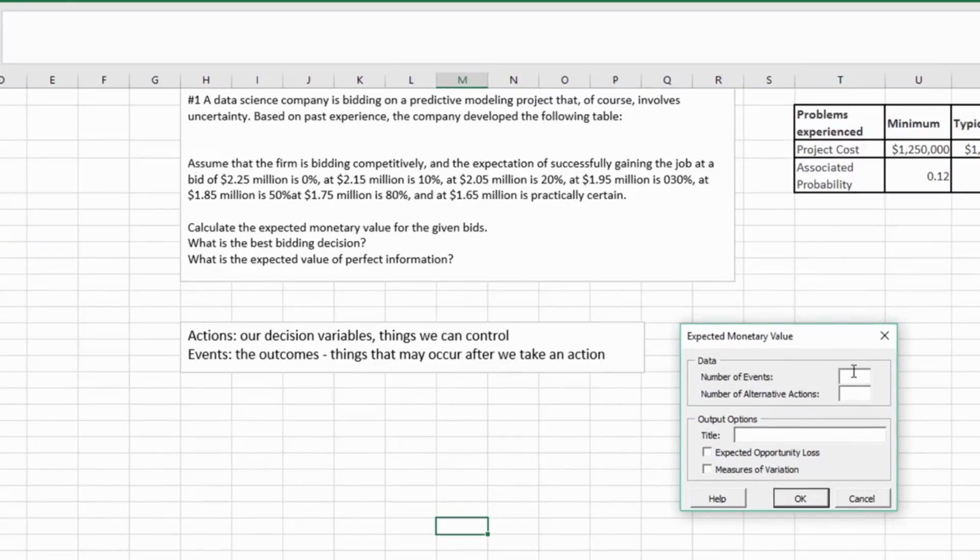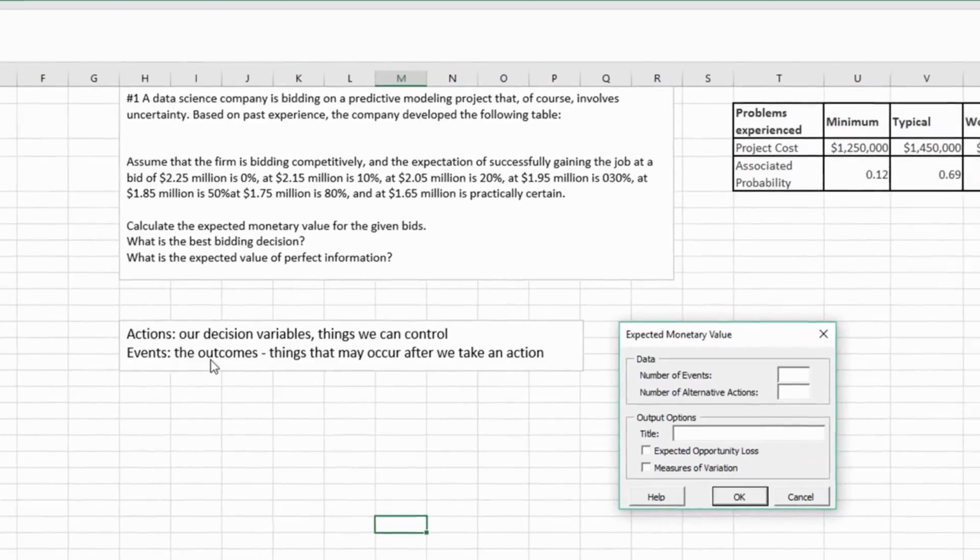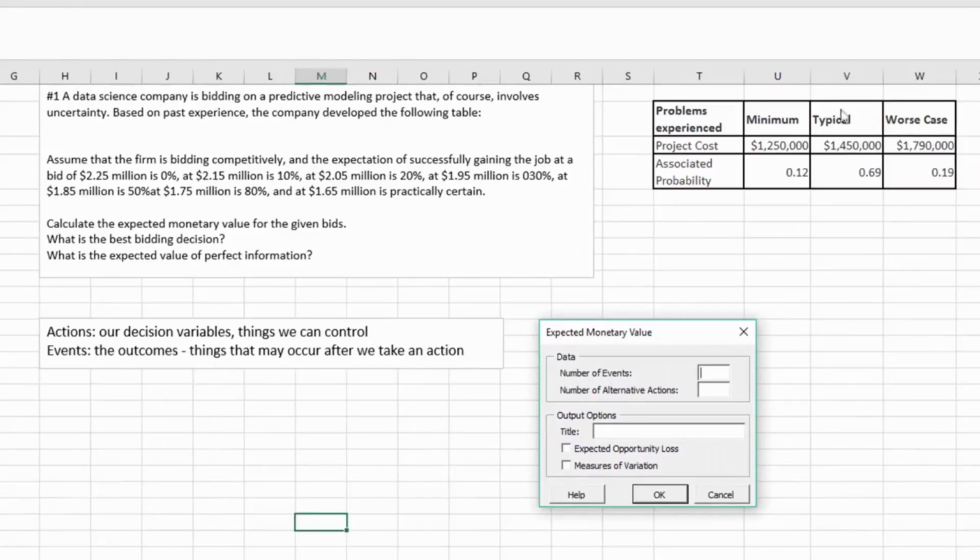We have to enter, at a minimum, two pieces of data, and that's the number of events and the number of alternative actions. And the way I like to remember it is that actions are our decision variables, the things we can control, and events are the outcomes, the things that may occur after we take an action. So in this problem, the events, the outcomes, would be: if we win the project, what kind of problems are we going to experience? So we have three different events. So I would put three in there.